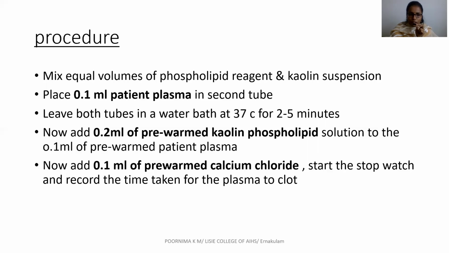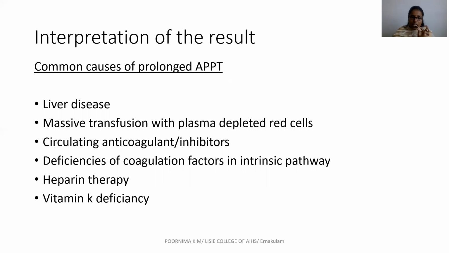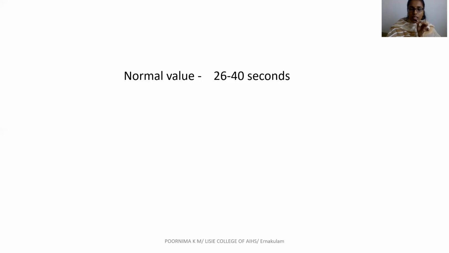Okay. So the result would be, the normal value ranges between 26 to 40 seconds. So next is interpretation of the result. Common causes for prolonged APTT are, prolonged APTT means if we have got the patient value of more than 40 seconds, that is termed as prolonged APTT.